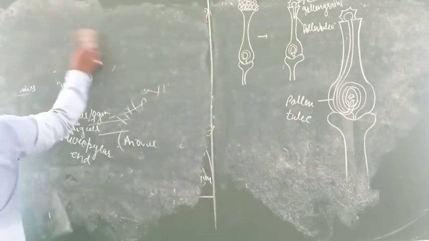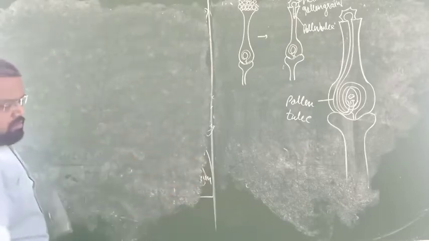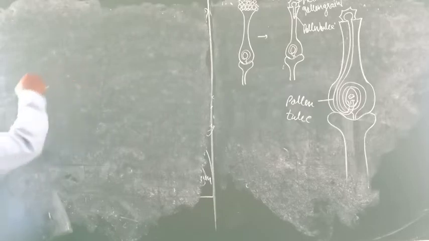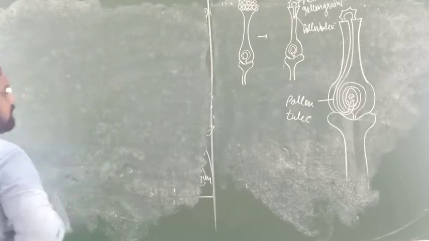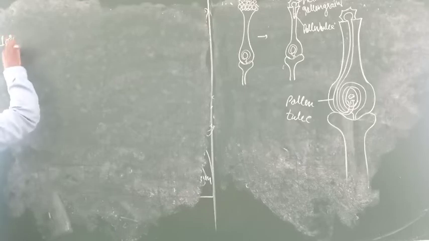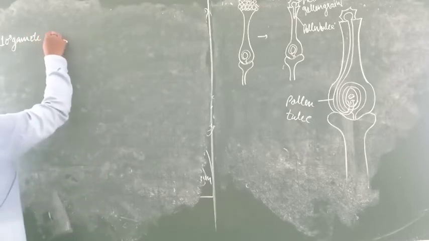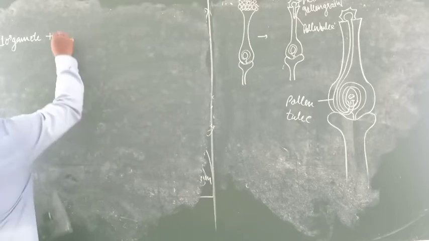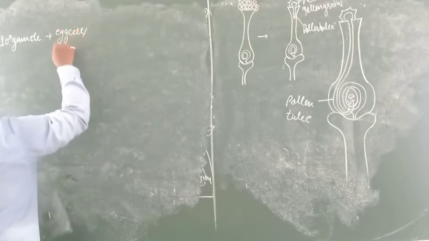Listen very carefully. That structure is most important. You have to draw it very carefully because in so many examinations that structure will come. So what is that? Suppose the first male gamete fuses with the egg or female gamete.